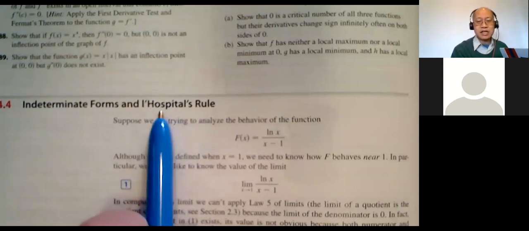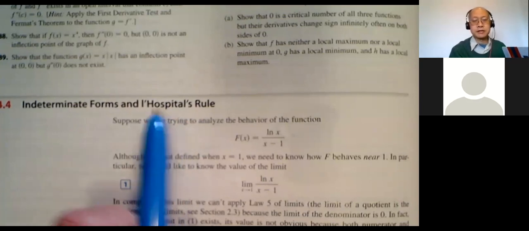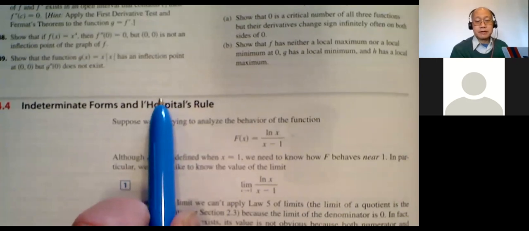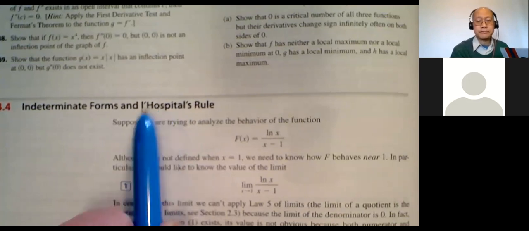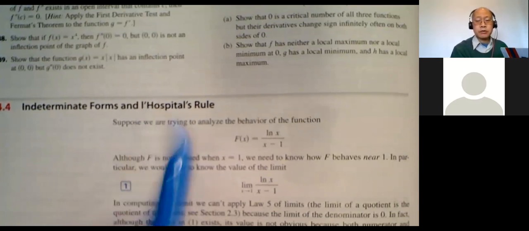There's a guide actually by that name. It's not meant to be that if you do this math, you end up going to the hospital. I hope that doesn't end up being the case, but be that as it may, it's called L'Hôpital's rule, and L'Hôpital is French for hospital, I guess. All right, so what is L'Hôpital's rule?